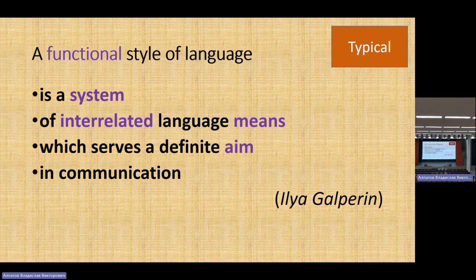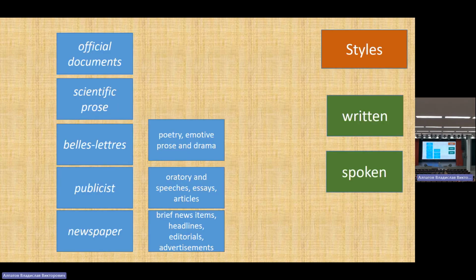Aim in communication. So in a way, this definition of style appeals to its typical features, right? So functional style is a typical style for some particular type of communication, for documents, for belles lettres, for newspapers. It's a typical thing how this or that text should look. And maybe this list is familiar to you, but I think it might be. The five functional styles that Ilya Romanovich Galperin identified. Some scholars split some of these styles into two or more parts. Some of them unite several parts, but this is the classical canon of functional styles.